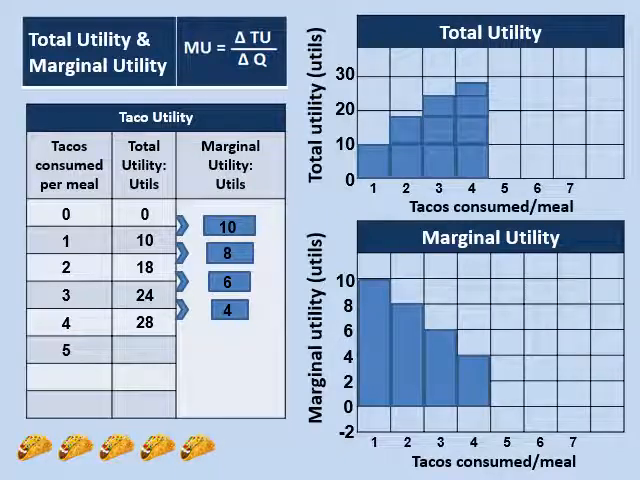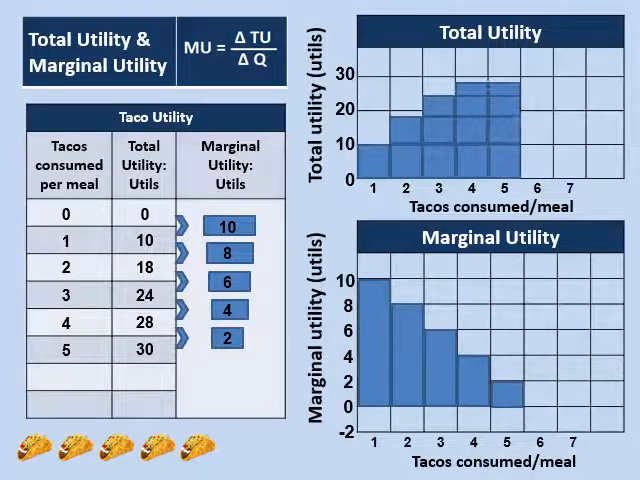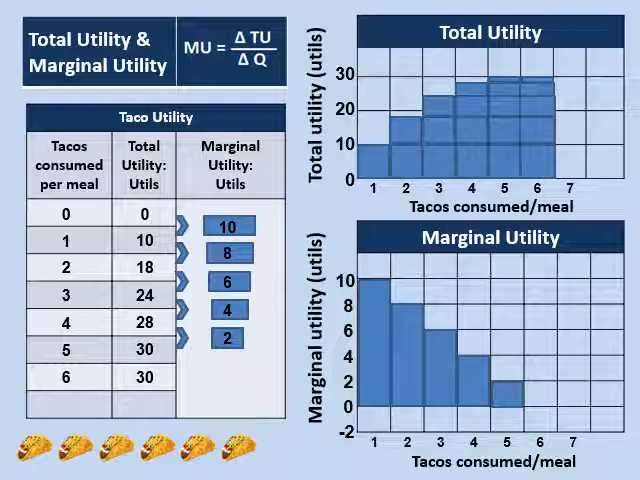24 to 28. A fifth taco, well, we're getting pretty full. We only pick up an additional 2 utils of marginal utility, which brings our total utility from 28 to 30. And now a sixth taco, we're really full. It's not going to provide any additional utility. So our total utility stays at 30. We're not going to chart anything on marginal utility because the marginal utility was 0.